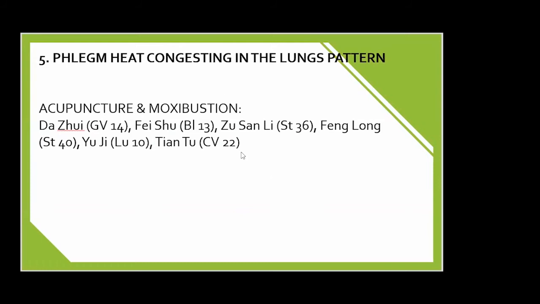And for acupuncture, we still use Du 14, bladder 13, and use stomach 36 to strengthen the spleen function. Stomach 40 resolves phlegm. Lung 10 clears heat. Ren 22 resolves phlegm.